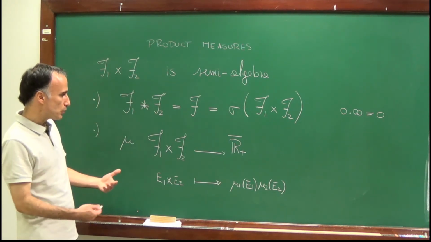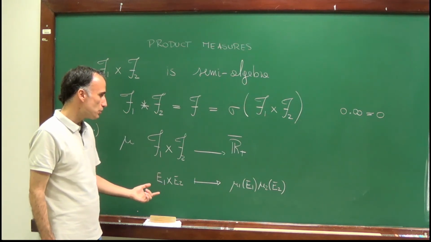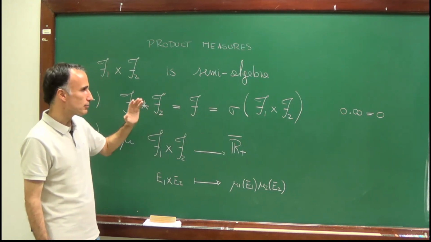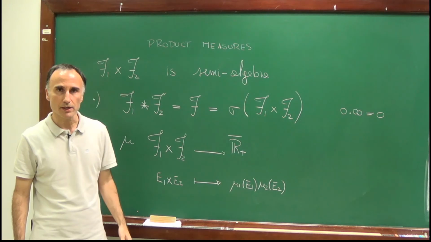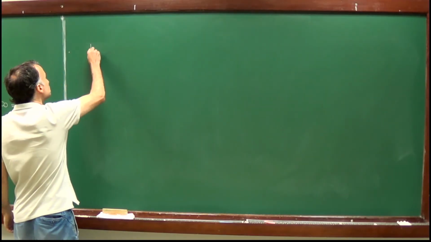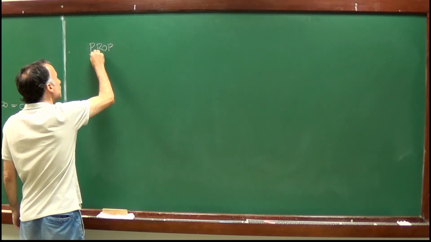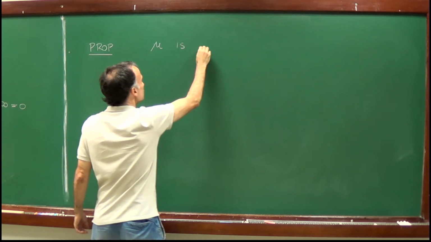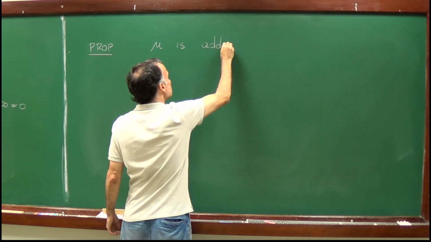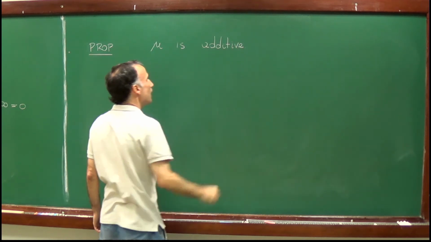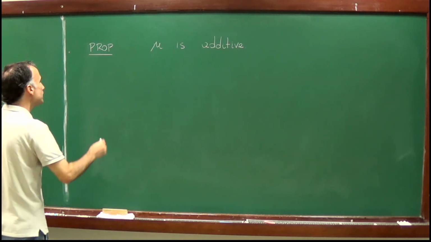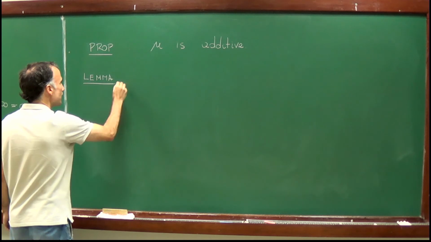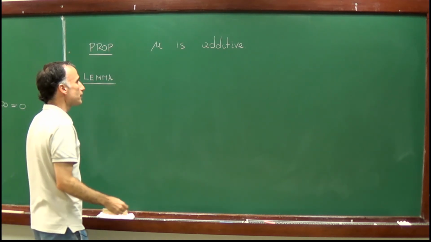So this is the definition on a rectangle. And now, if we want to apply Carathéodory, we have to show that this function is sigma additive on the rectangles. So this is my next claim. So, proposition. Well, I'll first show that mu is additive. And to show that mu is additive, I will need a lemma, which will be used many, many times here, which can be stated as follows.